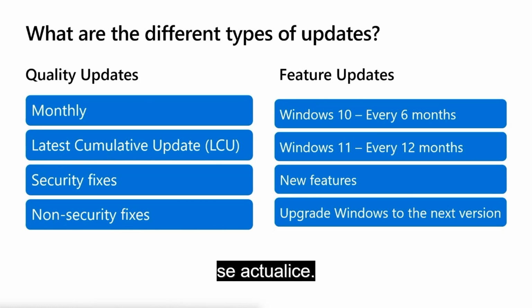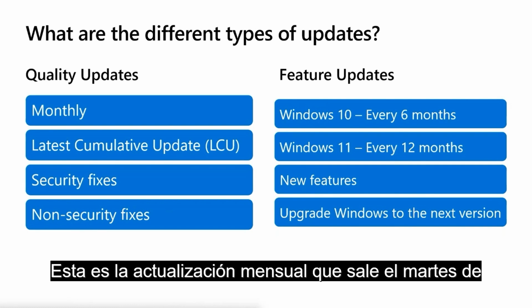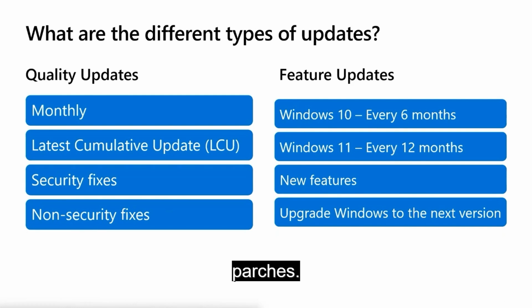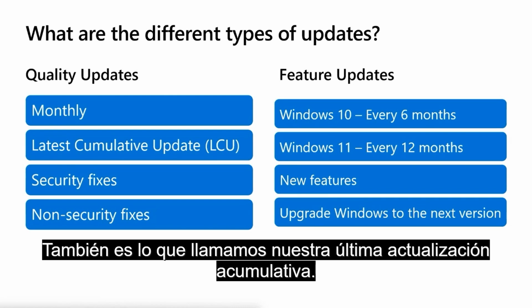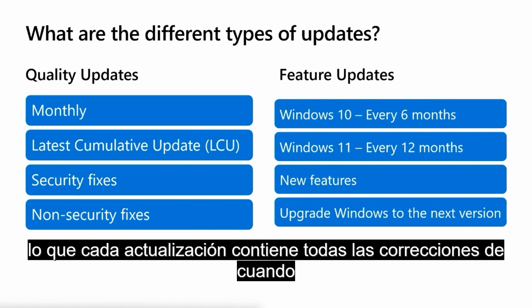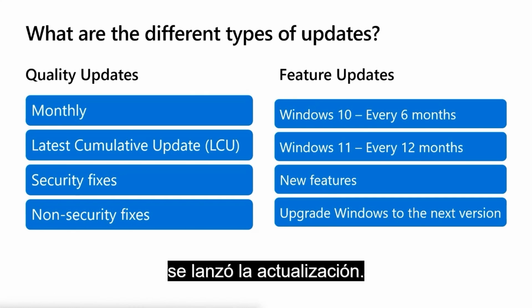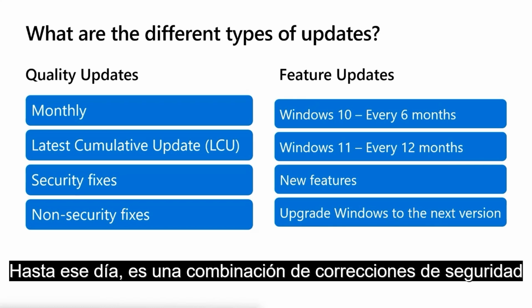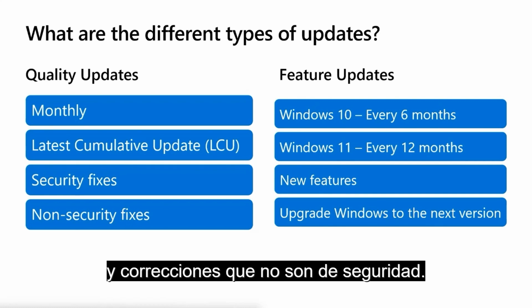So quality updates. This is that monthly update, comes out on Patch Tuesday. It's also what we call our latest cumulative update. All of the Windows updates are cumulative, so each update contains every fix from when the update was released till that day. It's a mix of security fixes as well as non-security fixes.